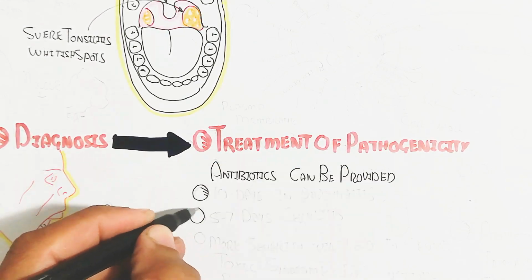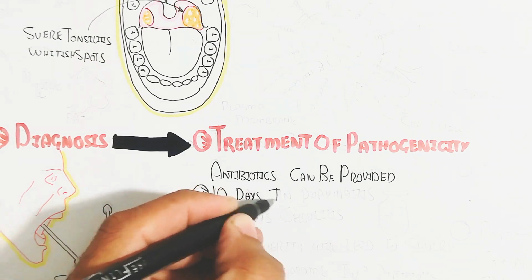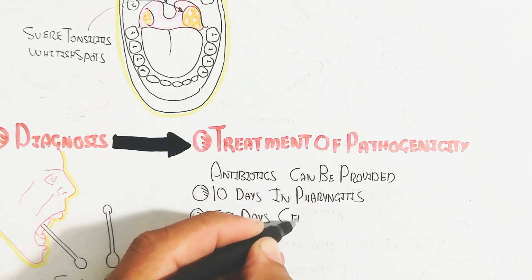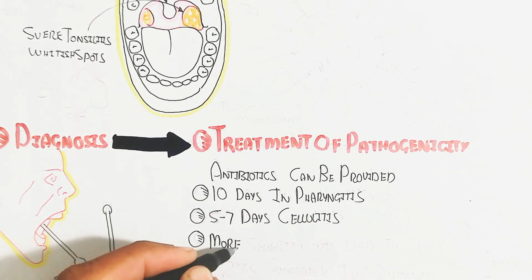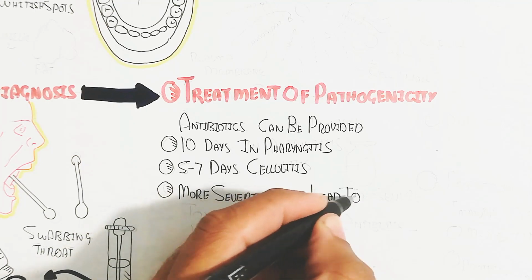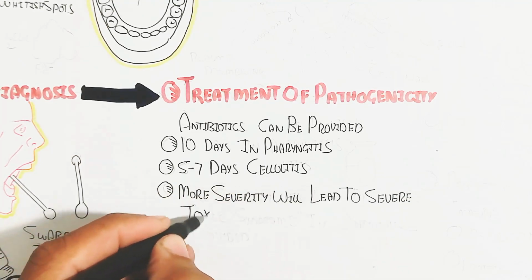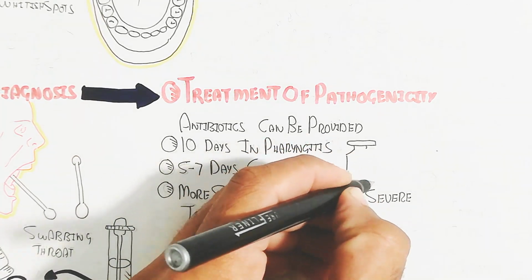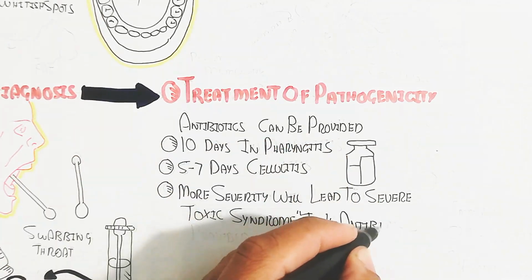Antibiotics can be provided. For 10 days in pharyngitis, where the pharynx is swollen, and 5 to 7 days for cellulitis in the skin. The skin will be damaged with necrotization. More severity will lead to toxic shock syndrome. Intravenous antibiotics can be provided.